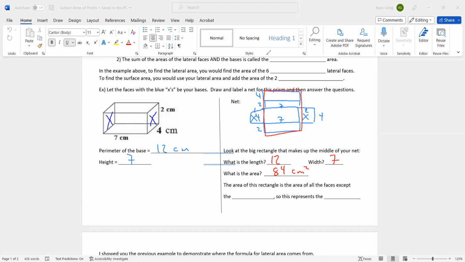The area of this rectangle was made by the bottom, front, top, and back. If you look back at the polyhedron, those were the faces that were not crossed out. They were the non-bases. It was the area of all the faces except for the bases. What does that mean it is? Well, that's your lateral area.